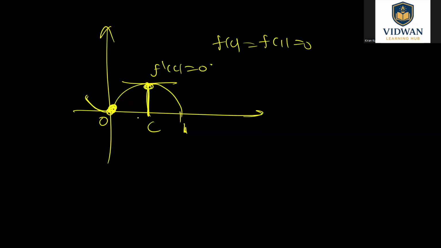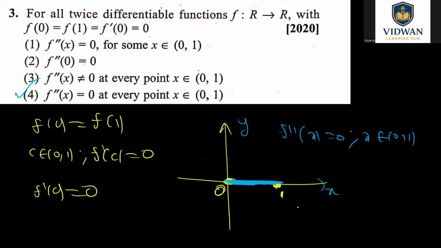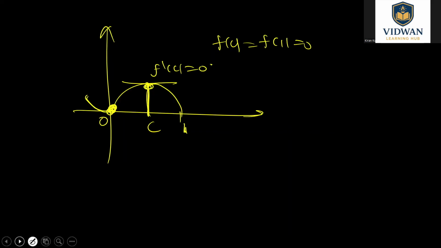So can you conclude that the double derivative is 0 within this interval? In the previous graph, it was easy to conclude if it is a straight line like this. Can you conclude that for this type of graph? You can see that f dash of 0 and f dash of c both are equal. So what does it mean?